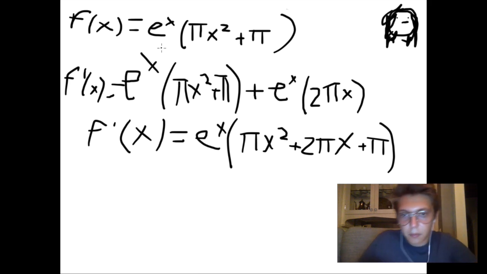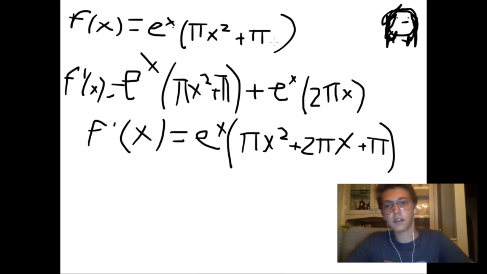And something I like to remember with e to the x is just when you have an e to the x, you can just take an e to the x and multiply it by this plus the derivative of that, and then you have your answer. So it's a pretty easy way to do that.